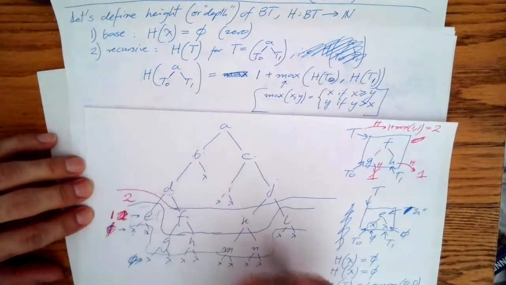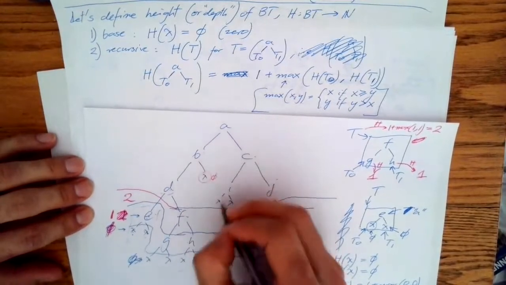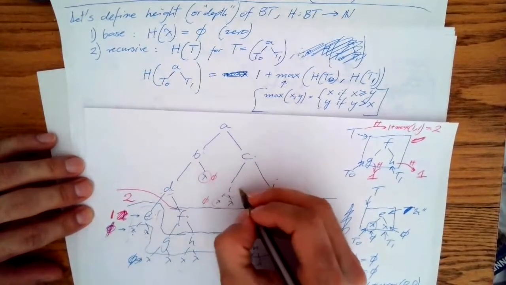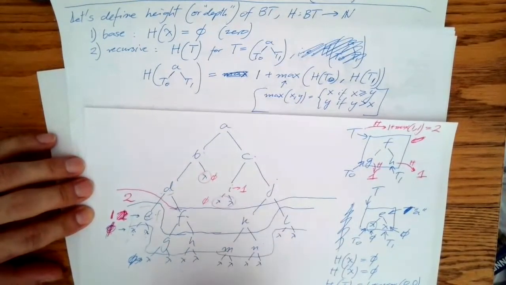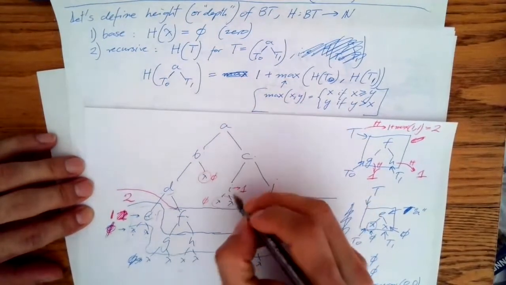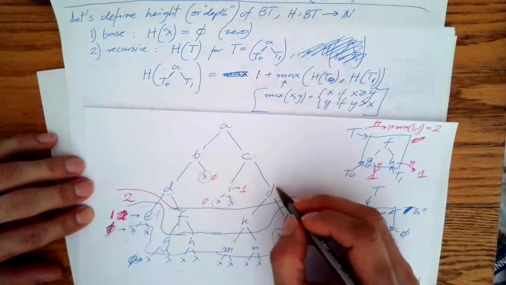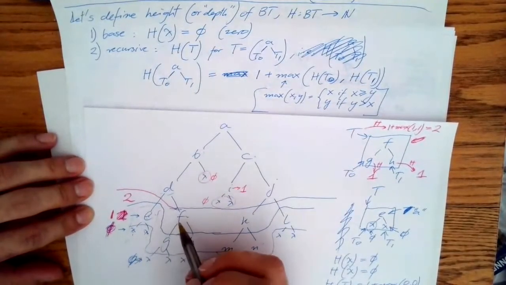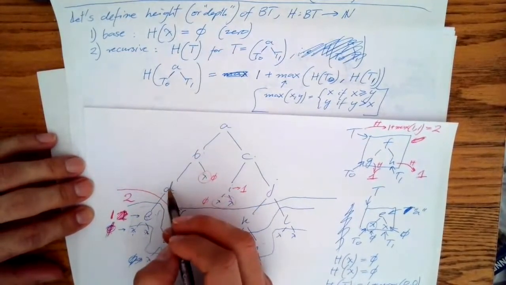Now let's look at this. This one has a height of 0, this one has a height of 0, and this one has a height of 1, by the same argument as here. I cannot evaluate further because for this one I know the height of the left subtree, but I don't know the height of the right subtree. So, okay, the next one I can evaluate is this.